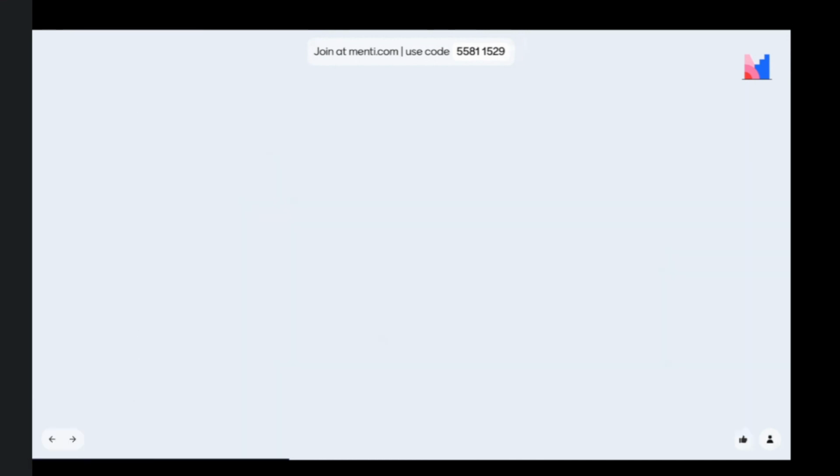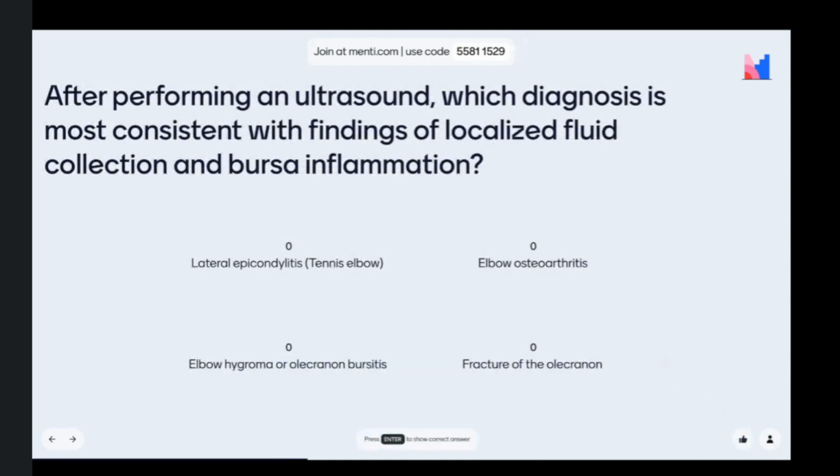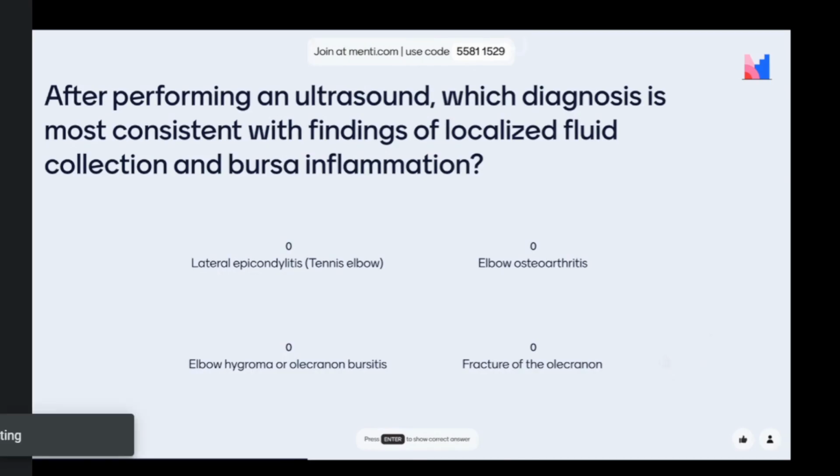Okay, so now we will go into the question. After performing an ultrasound, which diagnosis is most consistent with findings of localized fluid collection and bursa inflammation? Is it a lateral epicondylitis, which is also called tennis elbow? Or do you suspect an elbow osteoarthritis, an elbow hygroma, or a fracture of the olecranon? You can choose your answer based on the clinical findings and the ultrasound that we did to the patient.